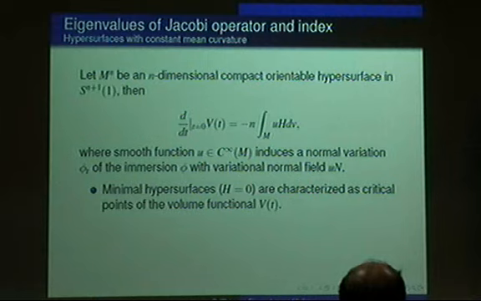By computing the first variation, we can get the Euler-Lagrange equation. Here the Euler-Lagrange equation means H equal to 0. So if H equals 0, we call M a minimal hypersurface. So minimal hypersurfaces are characterized as the critical points of the volume functional V(t). Here, sorry, the capital V(t) means the volume functional.